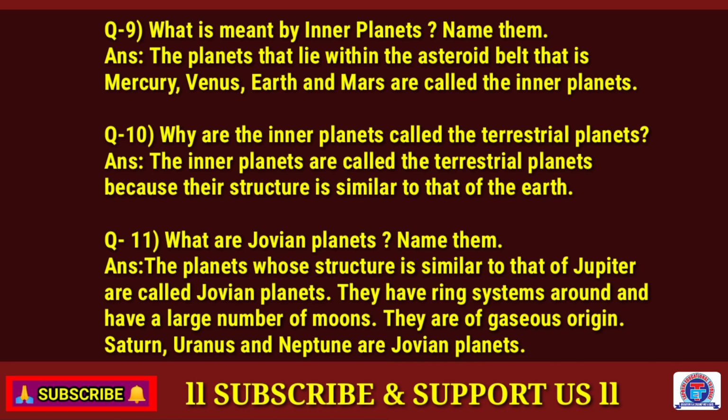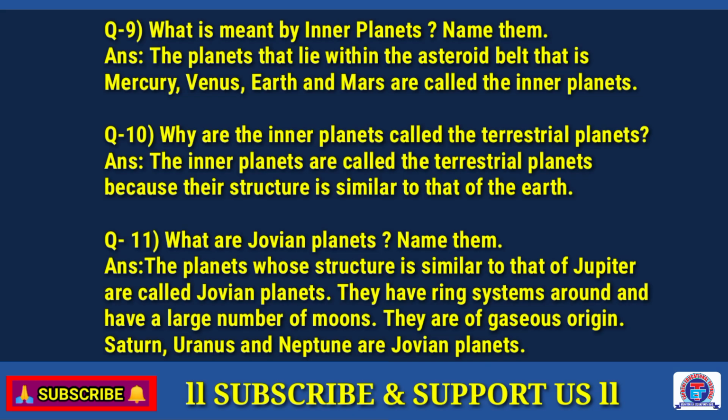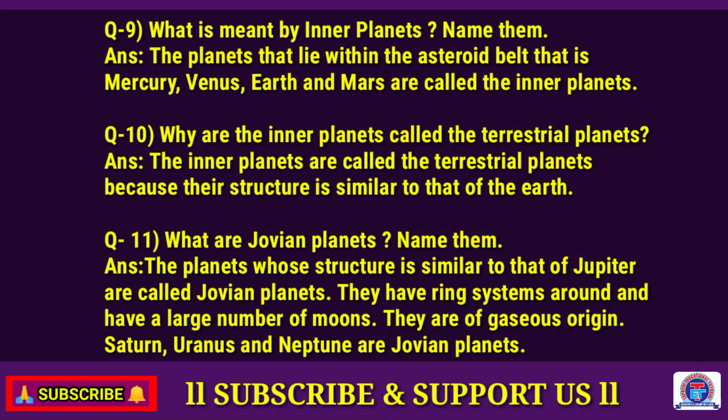Question 11. What are Jovian planets? Name them. Answer. The planets whose structure is similar to that of Jupiter are called Jovian planets. They have ring systems around and have a large number of moons. They are of gaseous origin. Jupiter, Saturn, Uranus and Neptune are Jovian planets.